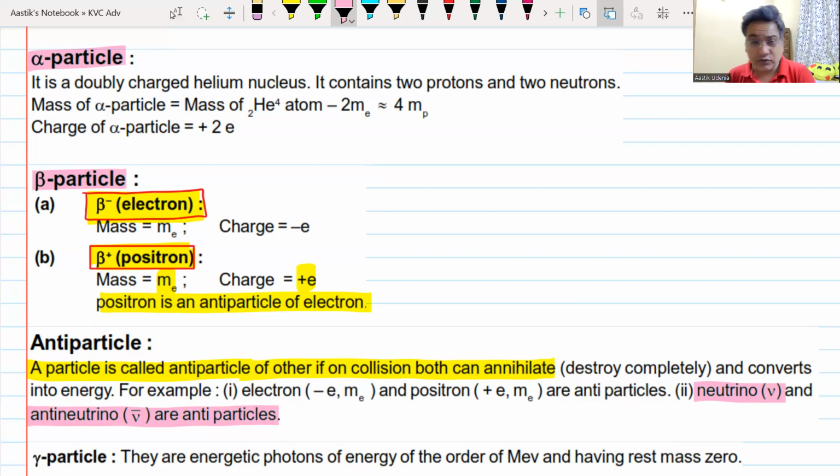Gamma rays. I told you, gamma radiation. Gamma rays are the most dangerous radiation. Gamma radiations are photons of energy which are emitted, and they have rest mass 0. You must remember this: gamma rays are photons, energy, electromagnetic radiation, very harmful, very high energy. I'll give you 2 minutes to note this down.